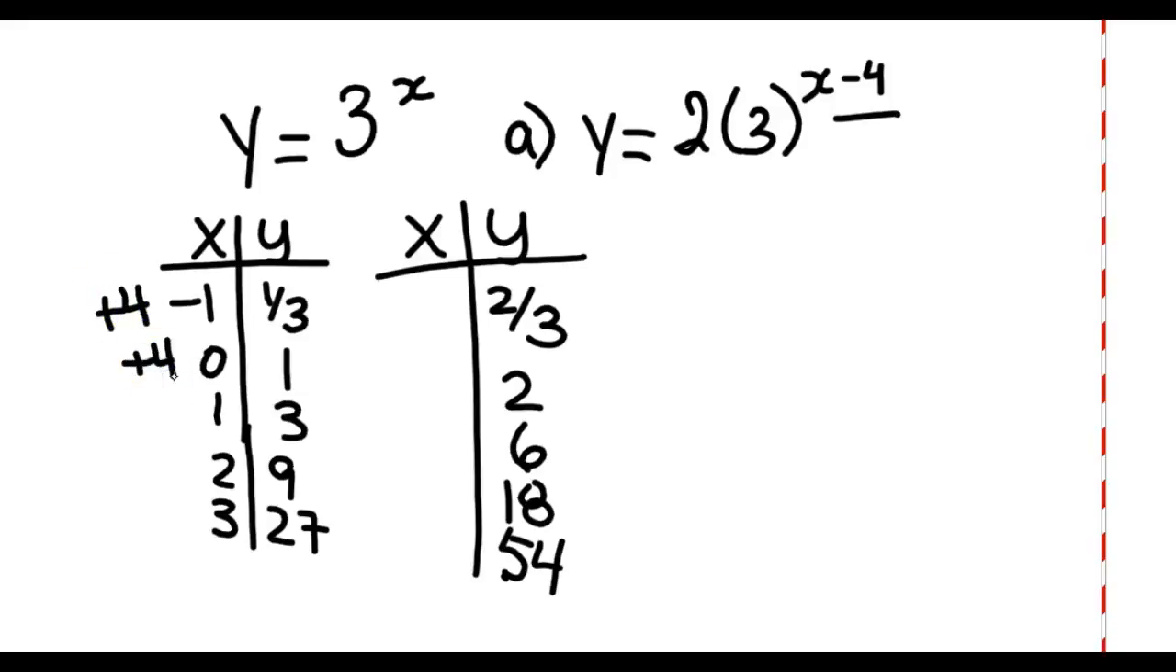Okay, so 4, we had a -1, we're adding 4, so we'll have 3. We were at 0, so we'd have 4 for the next one. The next one's 5, 6, and 7. Okay, so now this is our new table. We've done all the translations, and all you'd have to do is sketch those points.